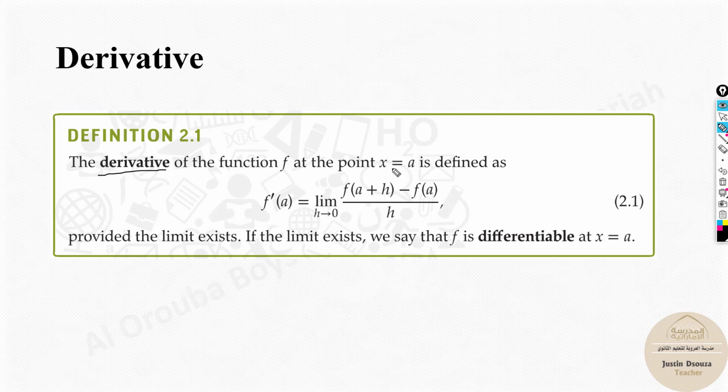Over here, at any point x equals 1, 2, 3, or at any instant of time, we can use this at different points or at any x value. Now, if the limit exists, we call it differentiable. In the sense that if we do it for both the left side and the right side, and the limit exists, then it is differentiable at that point.